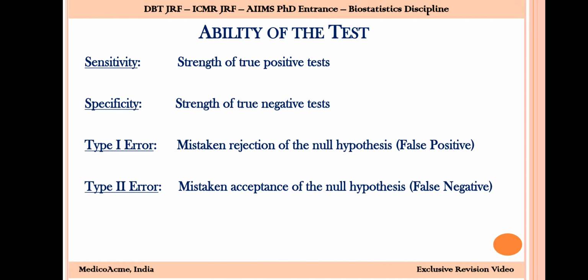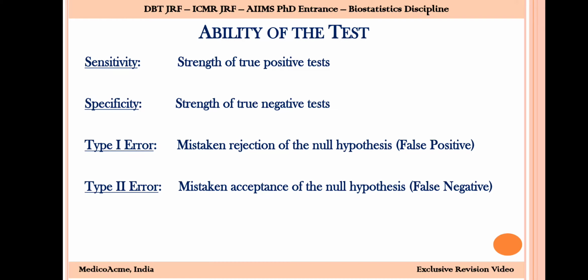Next, the ability of the test. Ability means the capacity of the test. Sensitivity equals the strength of true positive tests. We will go ahead and learn about all these things in detail. Specificity is the strength of true negative tests. True negative means negative out of all the negatives, and positive means positive out of all the positives.